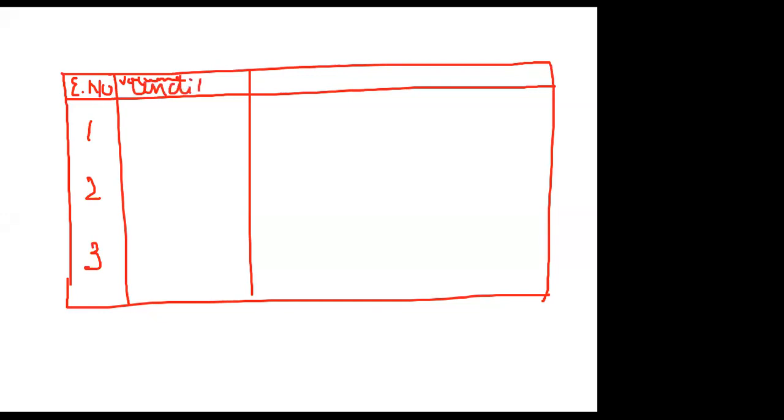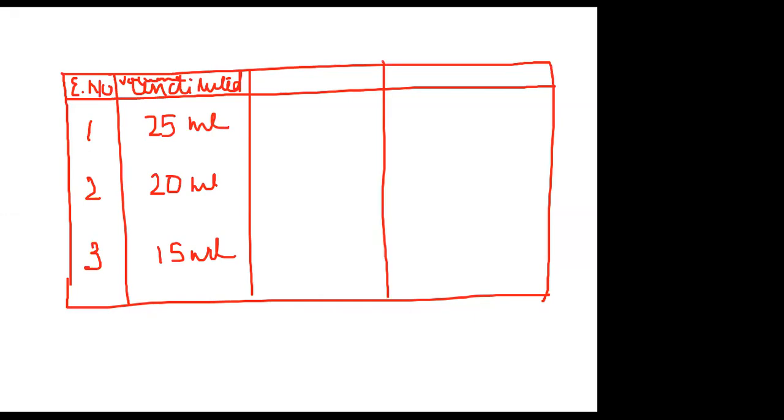Okay. In some books you will find that the amount of water added is not mentioned at all, but we will write both. So this is 25 ml, this is 20 ml, and this is 15 ml. All right, you can write the units here, or you can write the units in the header of the column. Here you will write volume of distilled water added.